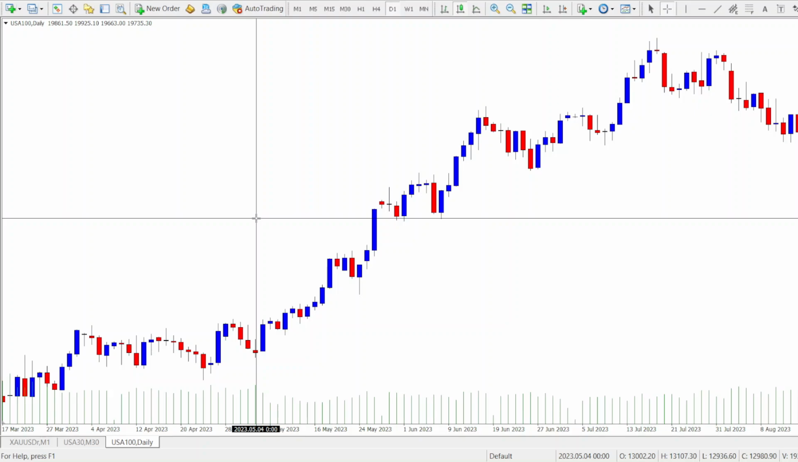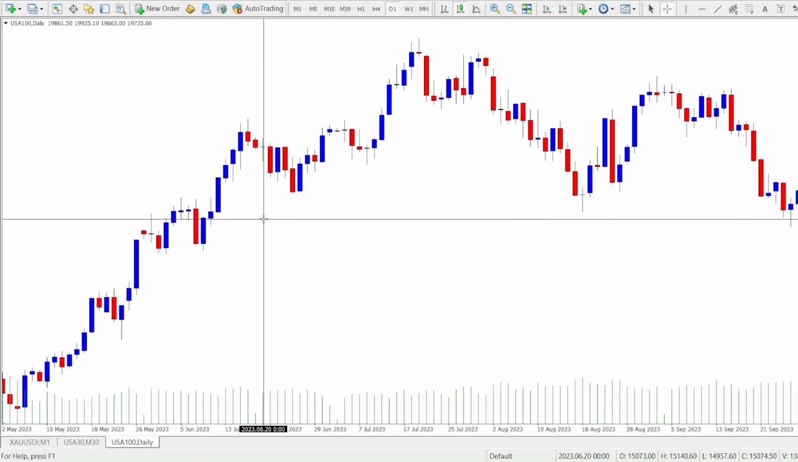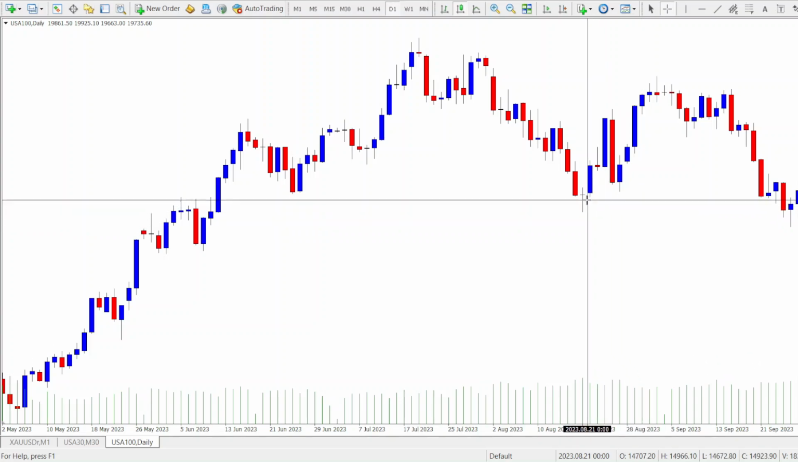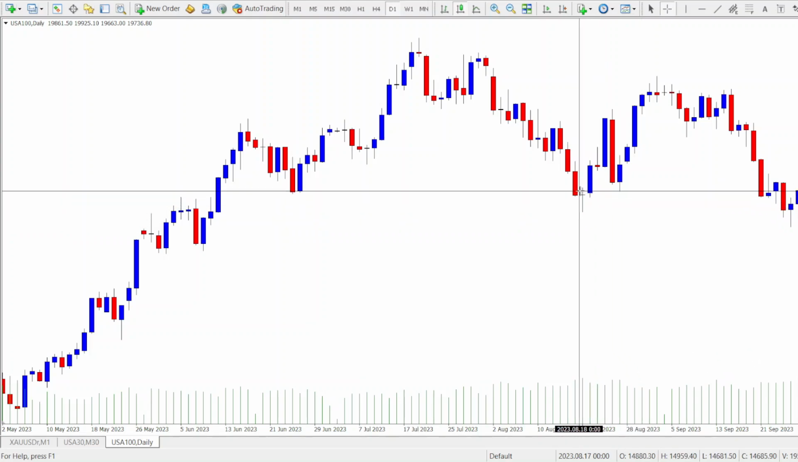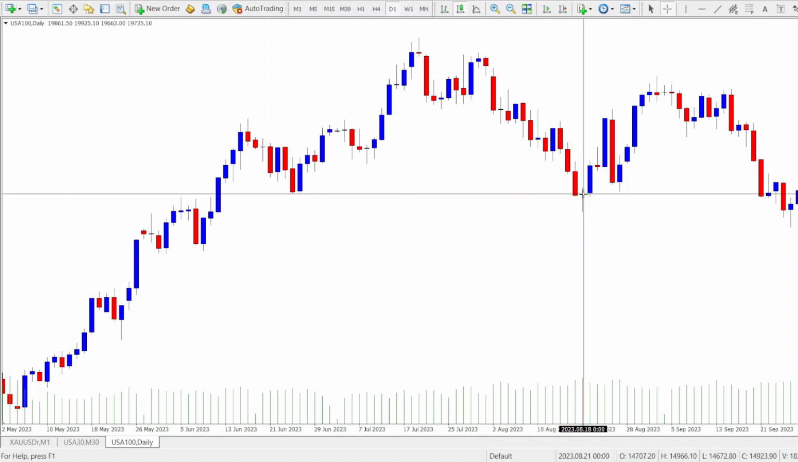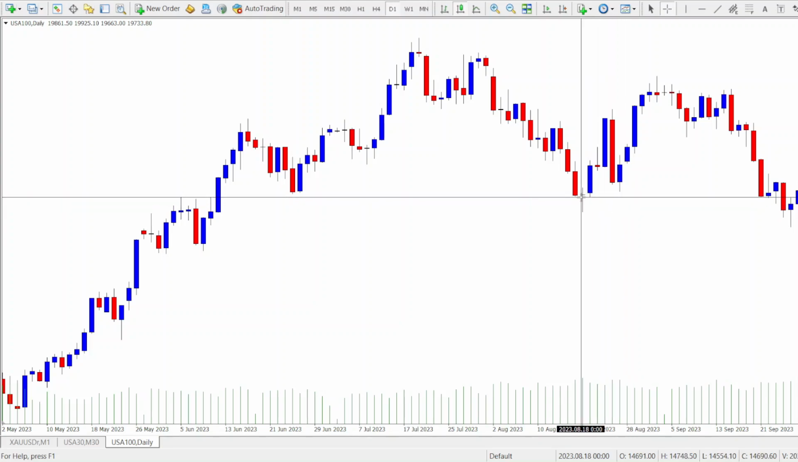Okay, we can use this as a dragonfly doji. You can see that the body is on the upper side. It is close to the high. In order not to take too much time, let us just use this example.